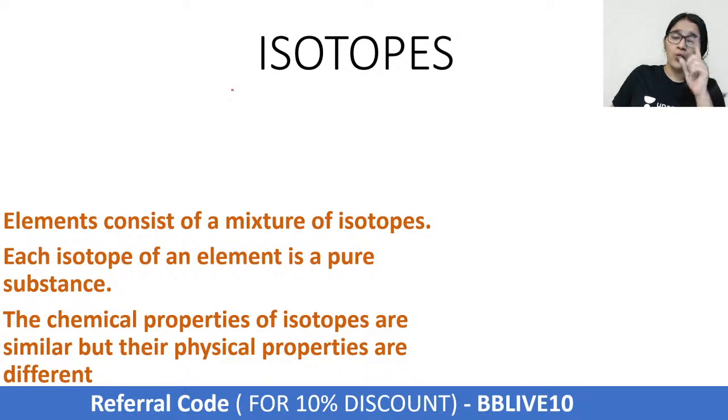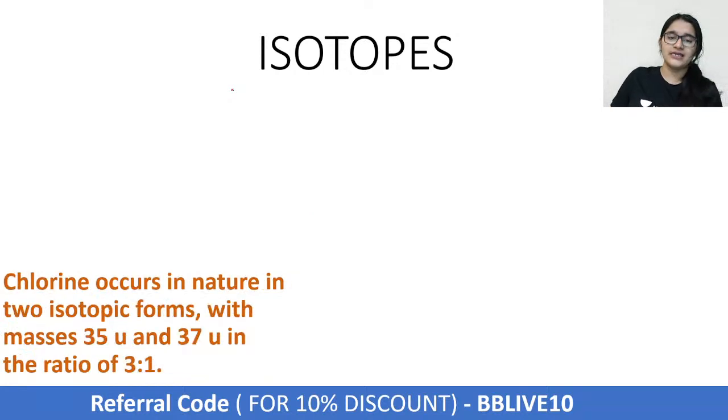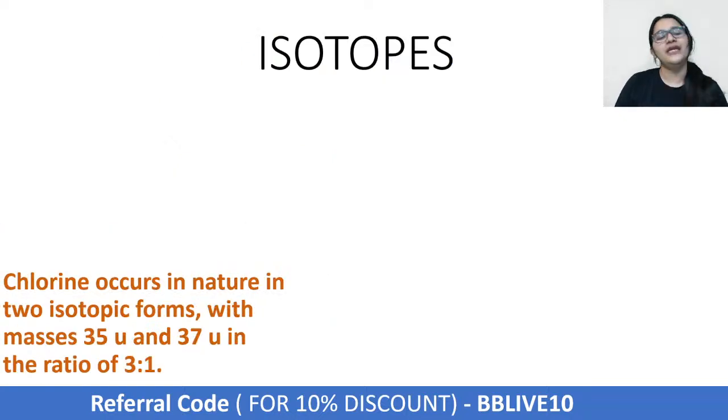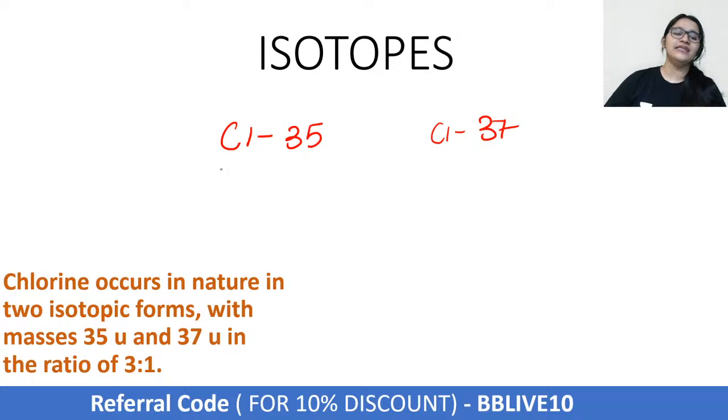I'll tell you one important thing. We take average masses. What do I mean by that? I'll explain it with an example. In nature, we have chlorine-35 and chlorine-37, and they exist in the ratio 3:1.